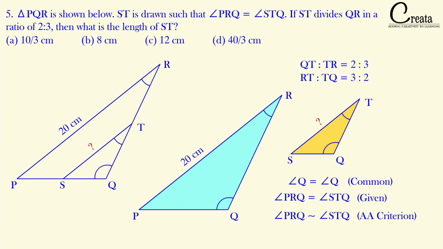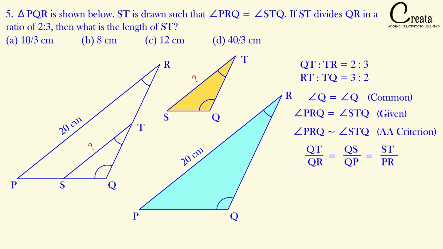Note that in similar triangles, the ratios of the corresponding sides are equal, not the corresponding sides themselves. That is the case of congruent triangles. In similar triangles, only the ratios of the corresponding sides will be equal. It means QT upon QR will be equal to QS upon QP will be equal to ST upon PR. Let's take these two parts of the equation, that is QT upon QR is equal to ST upon PR.